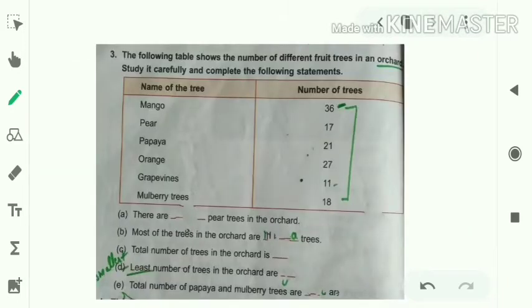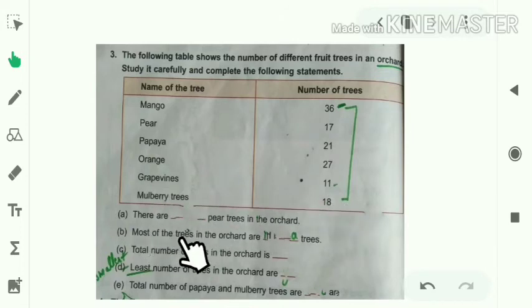Again a table is given here. The following table shows the number of different fruit trees in an orchard. Study it carefully and complete the following statement. So in the orchard, mango trees 36, pear 17 pear trees, papaya 21 papaya trees, orange 27 orange trees, grapevines 11 grapevine trees, mulberry trees 18.